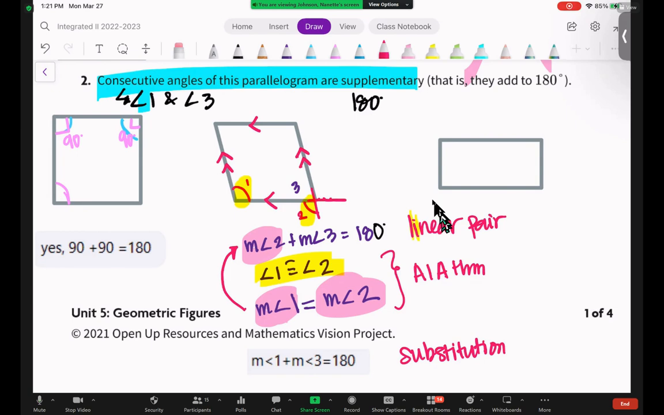Everybody okay with that? So this one's a yes too, Miss Johnson? Yeah. Square is a yes. Rhombus is a yes. What about rectangles? Do rectangles have consecutive angles that make a parallelogram? Yes or no? Just put it out there. Let's be brave. And then if you say yes, why? If not, why not?